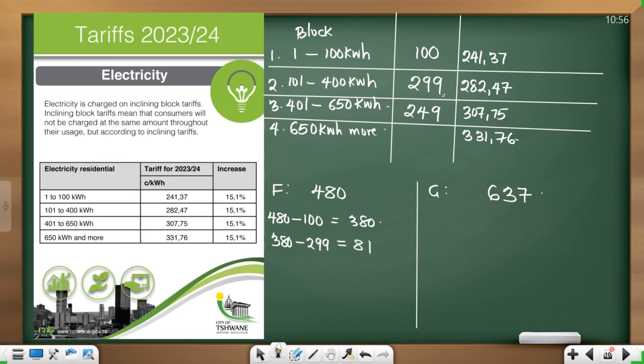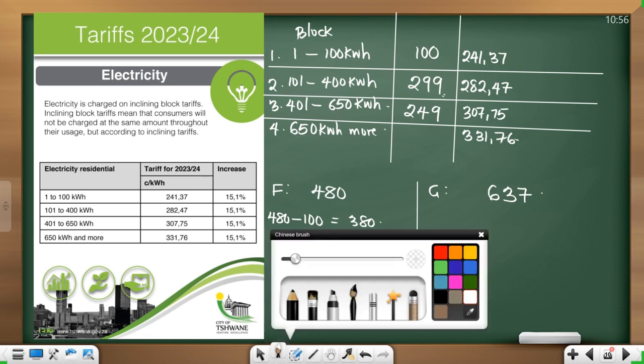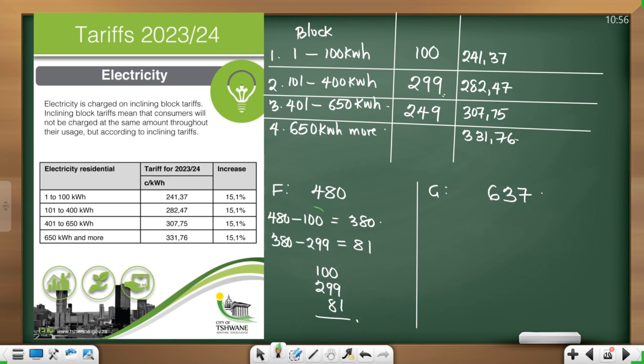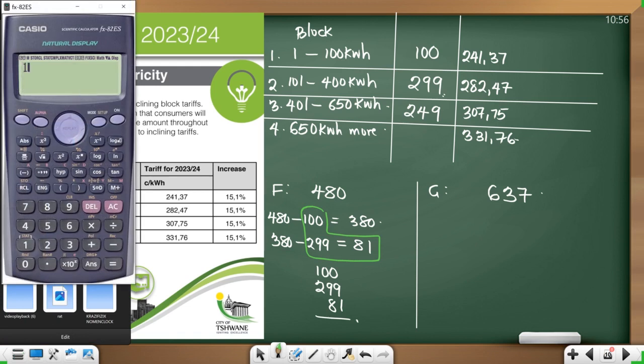So it means this is what I'm going to be adding. Block 1, they used their 100. Then they used 299 because the value is still positive. And then they used 81. Are you seeing that? I'm trying to show you another way of getting that. 100, 299, 81. If you add all of those together, that's 480. This might actually be a lot easier for some of us.